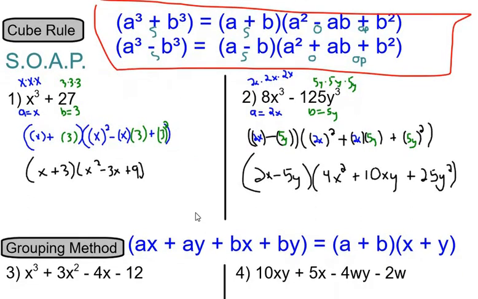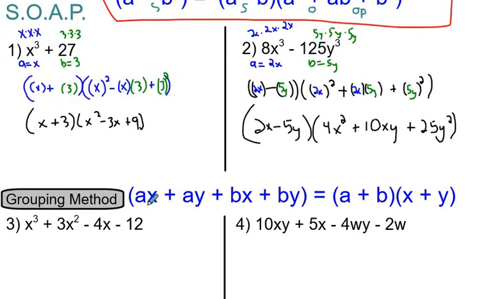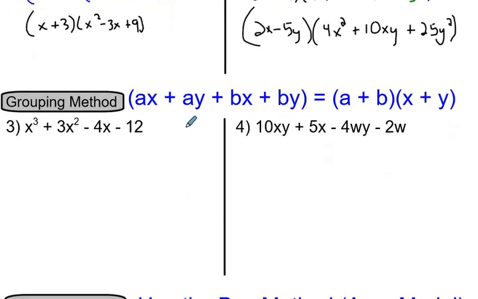So the grouping method basically says that if I have a common term here, and then a separate common term here, it will break out with those common terms times whatever is left over. And the best thing to do is just show you how this works. That is the formula, or a version of it.